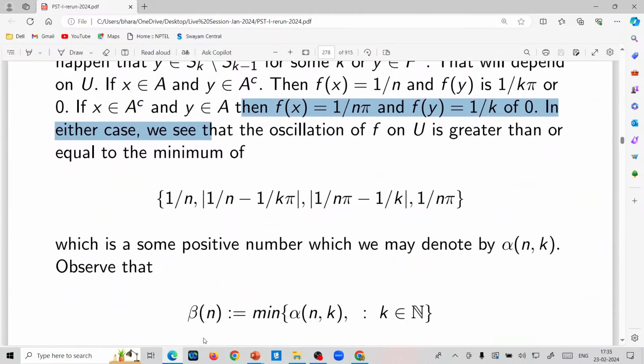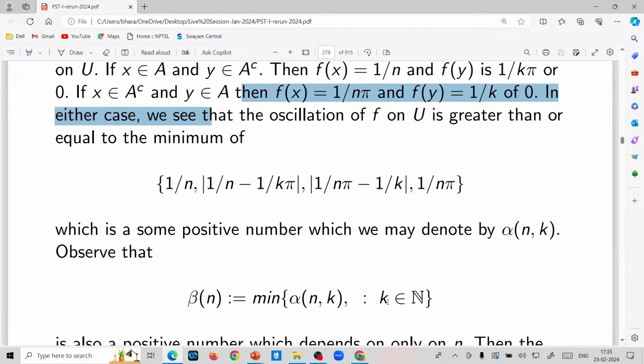So write beta n to be the minimum of all these. I have denoted the minimum to be alpha kn, which depends upon n as well as k. Now you look at all possible k which may occur, varying from 1 to infinity, with n fixed. Take beta n to be the minimum of all these.